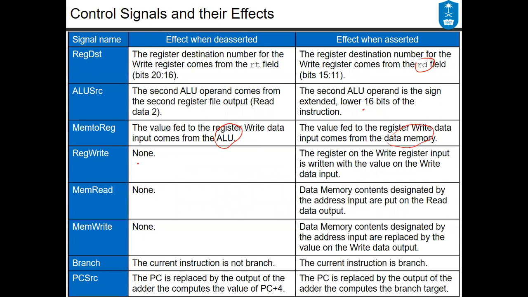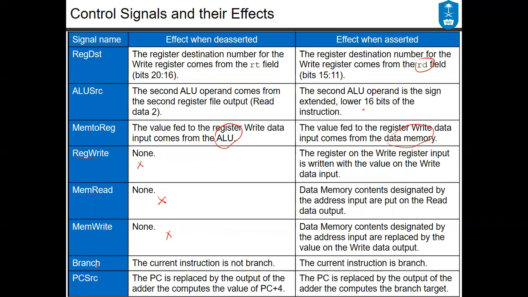Now, the register write, memory read and memory write, these are easy controls. If they are equal to 0, it means we don't have register write, we don't have memory read, we don't have memory write. If it is 1, then yes, we do. Register write means that the register on the write register input is written in the register file on the write data input. If the memory read is 1, the memory read is allowed. If the memory write is 1, then the memory write is allowed.